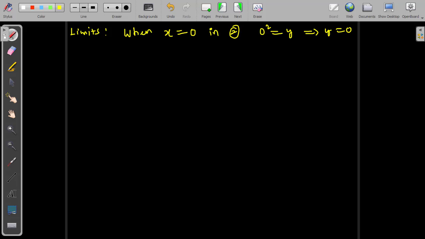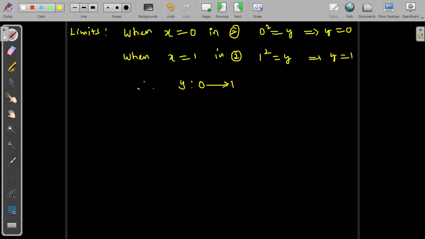Similarly, upper limit: when x equals 1, substitute in equation 2. So 1 square equal to y. From this I will get y equal to 1. Therefore the y limits are y varying from 0 to 1.